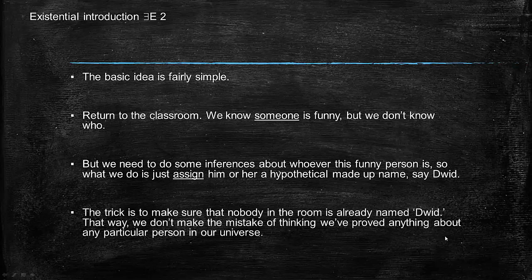So the trick is to make sure that nobody in the room is already named Dwid, right? So you can just say, let's just call this person Dwid. And then you can do inferences about Dwid. And because Dwid isn't anybody in particular, you're not going to make the mistake of making inferences that are based on specific information about a specific person. Dwid will be what the book calls a representative individual.